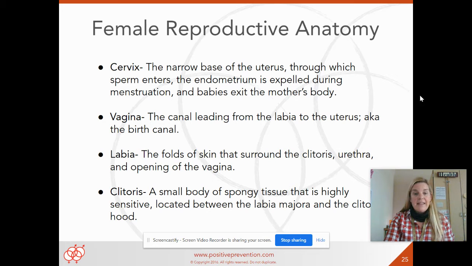Clitoris is next, and this is a small area of spongy tissue. It's highly sensitive. There's a lot of nerve endings, and it's located between the labia majora and the clitoral hood.